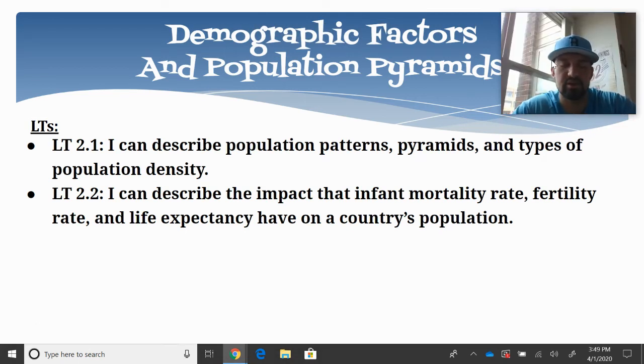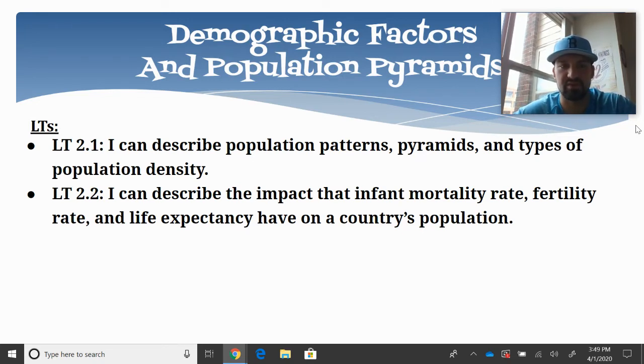Today we're going to start learning target 2.2, which has to do with demographic factors and population pyramids. You guys should have gone over population pyramids in eighth grade, so maybe that word rings a bell for you. But if not, hopefully it comes back to you as we go through this.